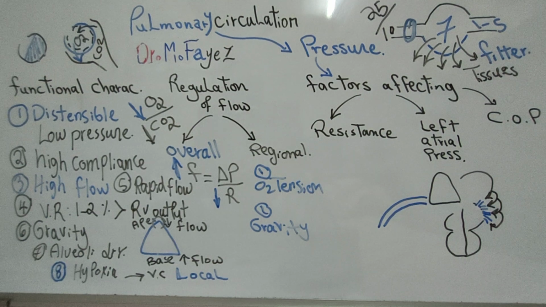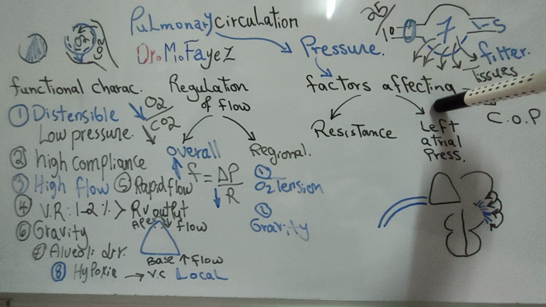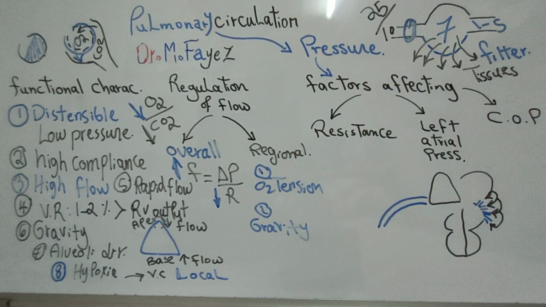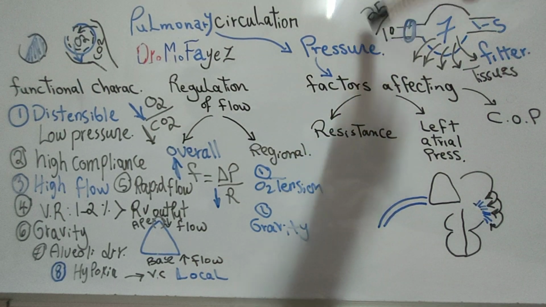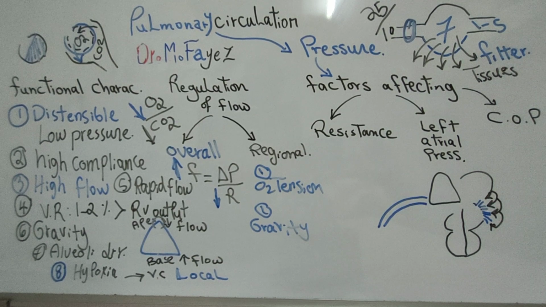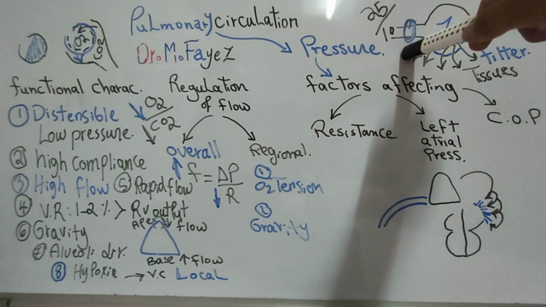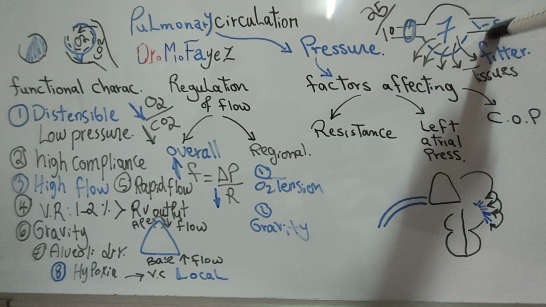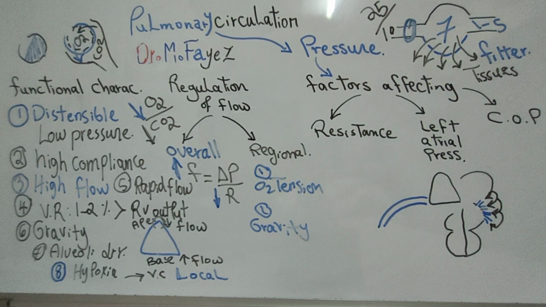So I want you to imagine that regional blood flow will be variable according to two factors: oxygen tension and effect of gravity. What about factors affecting pulmonary arterial pressure? I said pulmonary arterial pressure systole is 25 millimeter mercury, while diastole is 10 millimeter mercury, and we have different numerical values regarding pressure: pulmonary artery, pulmonary capillary 7, pulmonary veins 1 to 5 millimeter mercury.